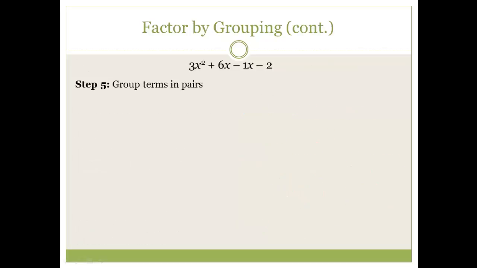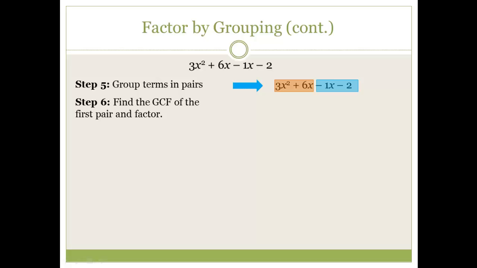Group the first two terms and the last two terms. 3x squared plus 6x are grouped together. -1x minus 2 are grouped together. Find the greatest common factor of the first group and factor it.